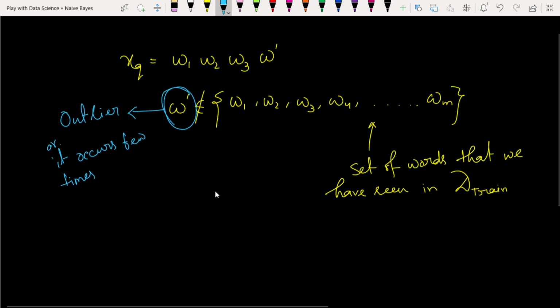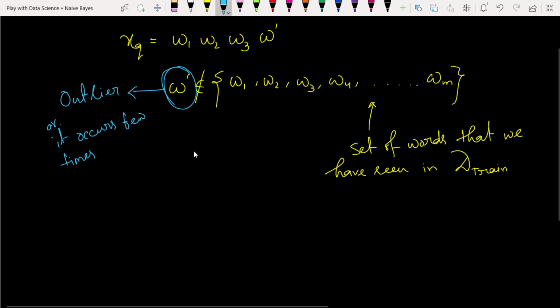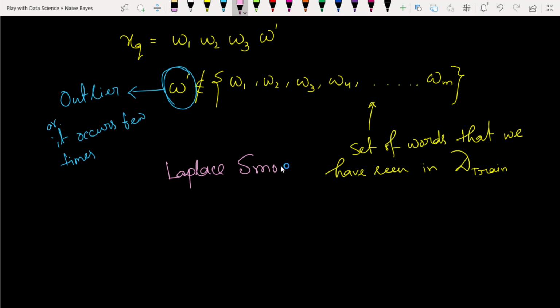Now, how to handle this? We have seen how to handle this kind of words: simply by using Laplace smoothing. We have seen Laplace smoothing for this kind of situation already. We use Laplace smoothing to get rid of this outlier.